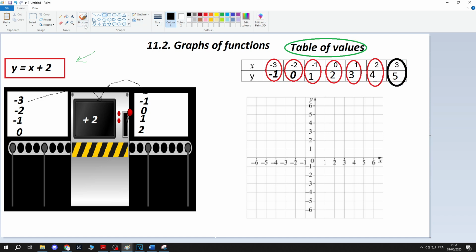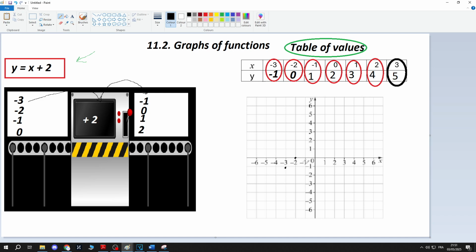So let me grab my pencil. So when x is negative 3, that means I'm moving 3 squares to the left. y is negative 1, means I'm moving down 1 square. So this is my first point, right? My second point is when x is negative 2, y is 0. I move 2 squares to the left. I don't move up or down, so I will stay right over here.